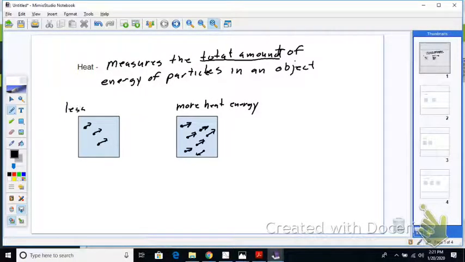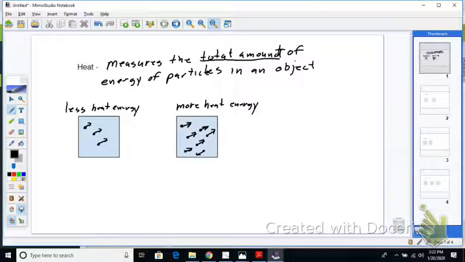As a comparison. What are their temperatures like? Right side's higher than the left. Okay, why do you say the right is higher than the left? The particles move around more. What's that? The particles move around more.